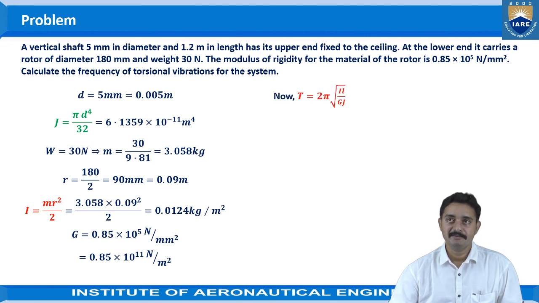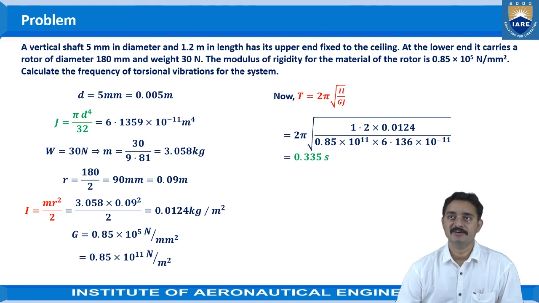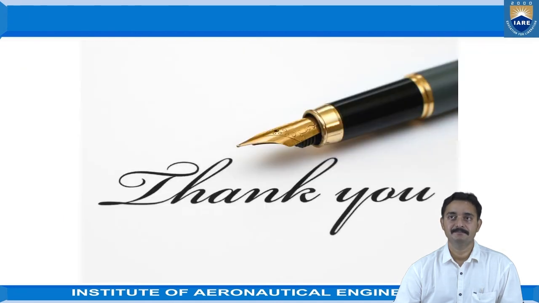Now, if we take the time period T is equal to 2 pi under root I L by G J, we can substitute all the values. That can be written as 2 pi under root 1.2 into 0.0124 by 0.85 into 10 power 11 into 6.136 into 10 power minus 11. If we solve this, we will be getting the value of 0.335 seconds. And the frequency can be obtained as n is equal to 1 by T. So that can be written as 1 by 0.335. So it is 2.985 cycles per second.